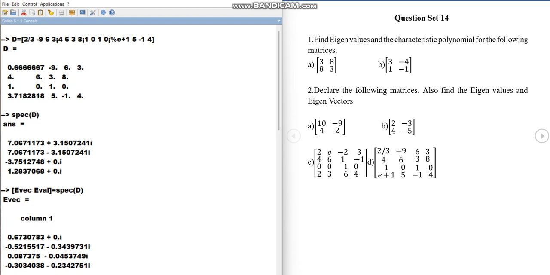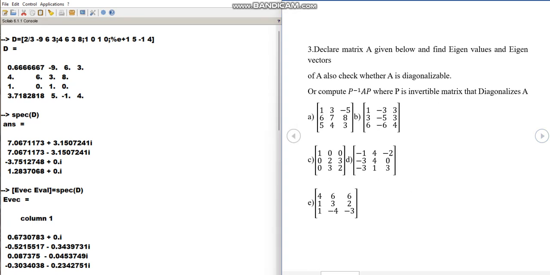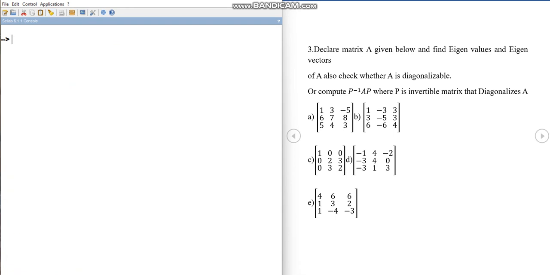So let us see the next question, which is declare the matrix A given below and find eigenvalues and eigenvectors. Also check whether A is diagonalizable, or compute P inverse AP. Now here we have to check whether the given matrix A is diagonalizable or not, or we have to compute the matrix P. Let us continue in the next lecture.